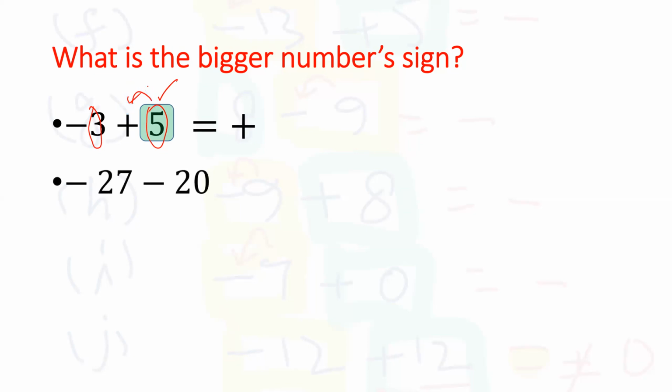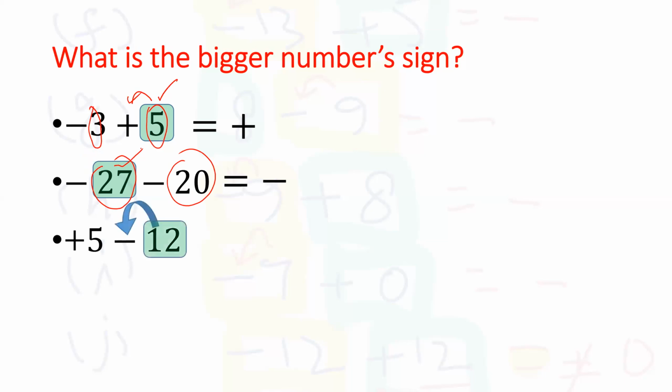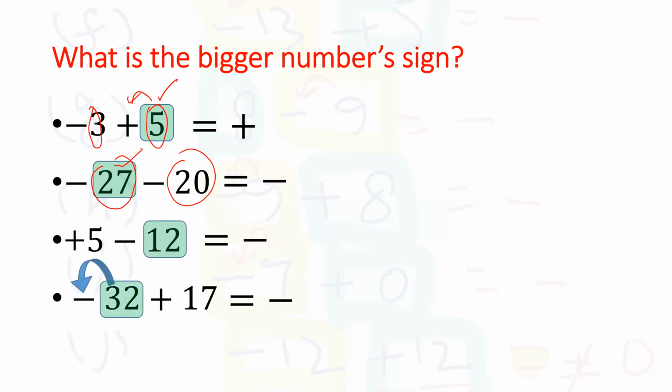Now in the next example, both have a minus sign, but these are 27 and 20. Which number is the bigger one? 27 is the bigger one, so its sign will be retained. Now, in this example, 5 has no sign on its left, so we'll assume that 5 has a plus sign. Then we look at which number is greater. Obviously 12 is the bigger number, so its sign will be retained as a minus. Now in the next example, 32 and 17. 32 is the bigger number, so we'll retain its sign, which is a minus sign.